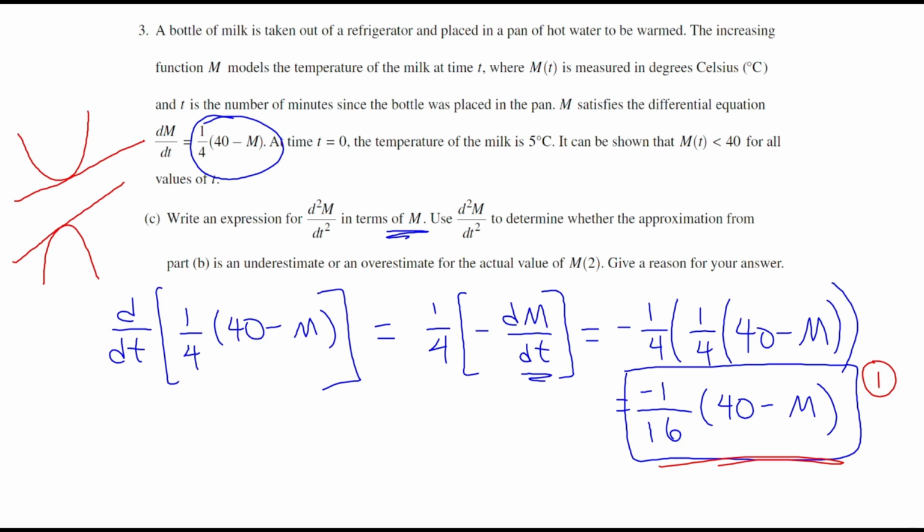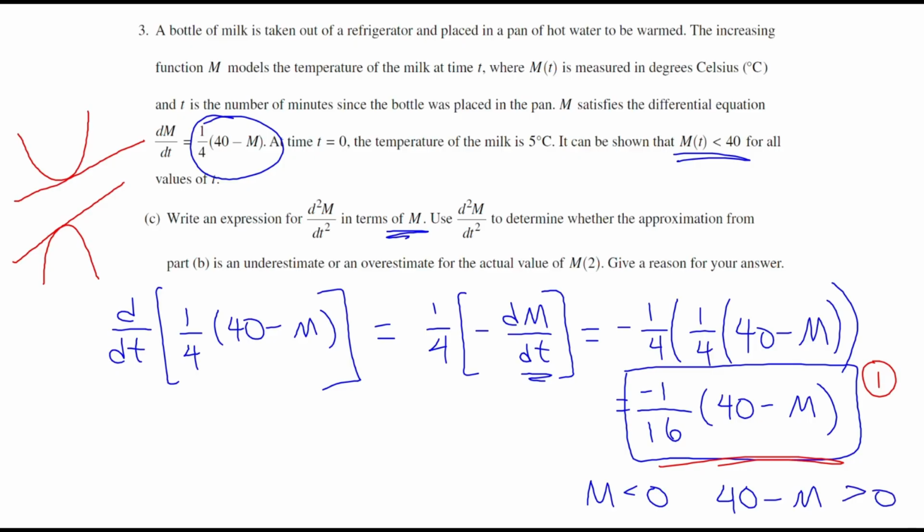And if you want to get that point, make sure you don't lose the negative sign like I did. What we've got here is we know that m is always less than 40. And if m is less than 40, then 40 minus m is going to be greater than 0.